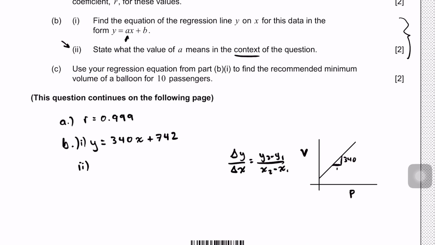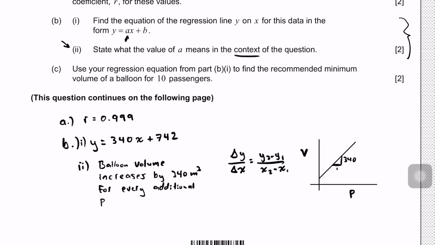What does it mean? It means that the balloon volume increases. That's a little messy. Increases by 340 meters cubed for every additional passenger. There it is. Kind of long for just 1 mark.